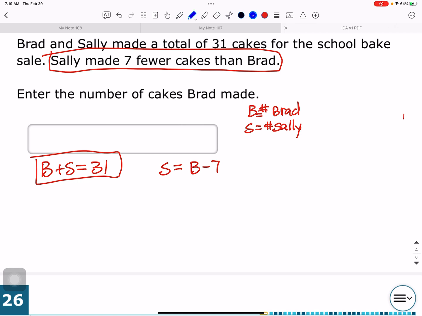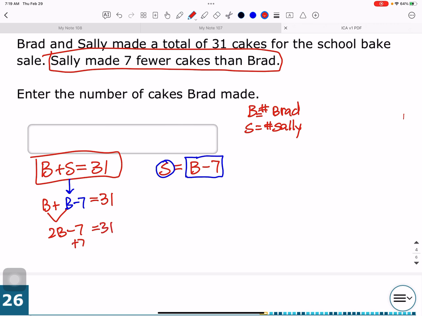All right, but this tells me in my math class that S is the same thing as B minus 7. So I'm going to take this S out, and I'm going to plug in B minus 7. Everything else over here is the same. B plus B minus 7 equals 31. This means I have 2B's minus 7 equals 31.